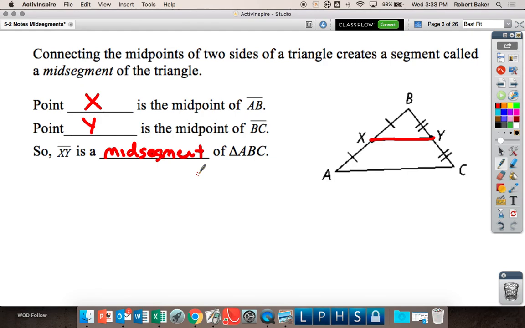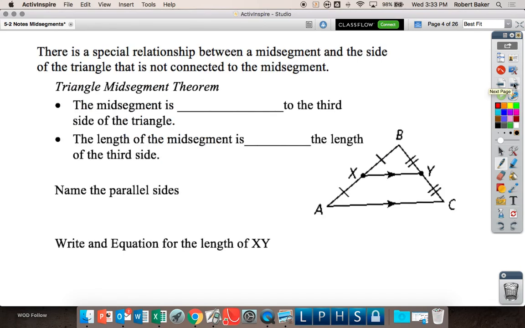Okay? So then we get to the properties of mid-segments. A mid-segment is parallel to the third side. And a mid-segment is half the length of the third side.